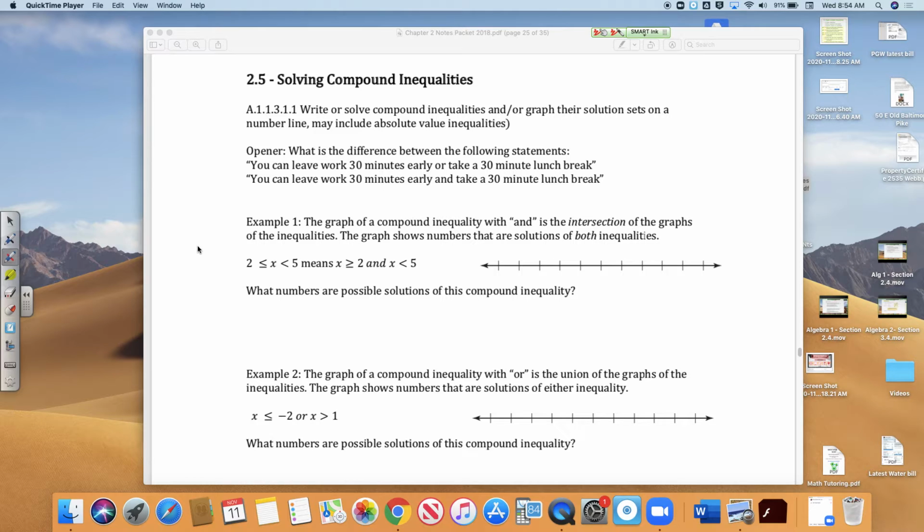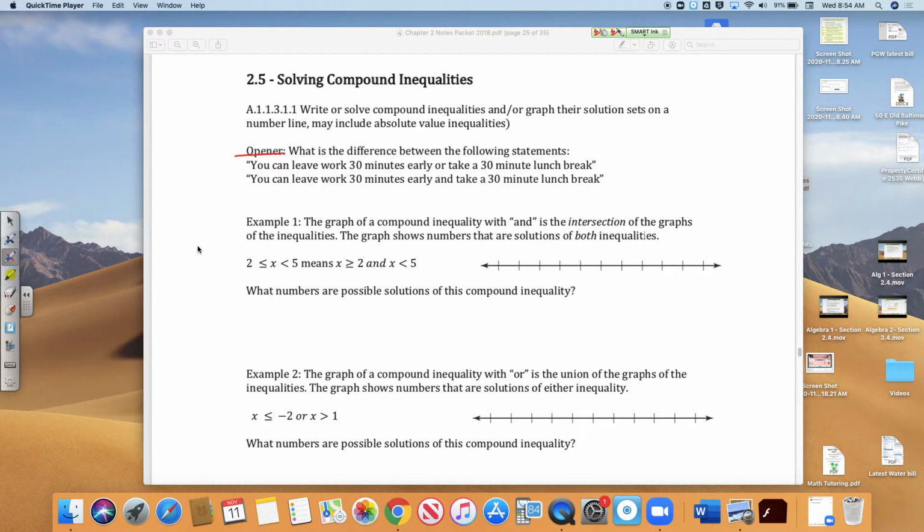So, in section 2.5, we're going to write or solve compound inequalities and graph their solutions. This opener here is asking us what the difference is between the following statements. You can leave work 30 minutes early or take a 30-minute lunch break. You can leave 30 minutes early and take a 30-minute lunch break. What's the difference between these two statements? Molly?